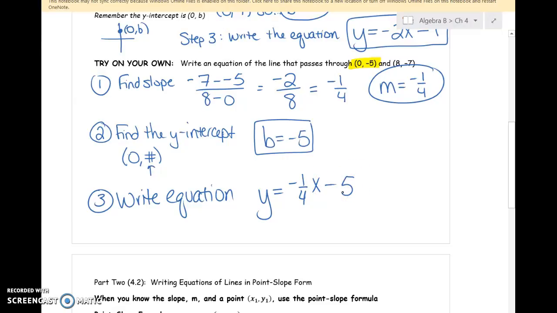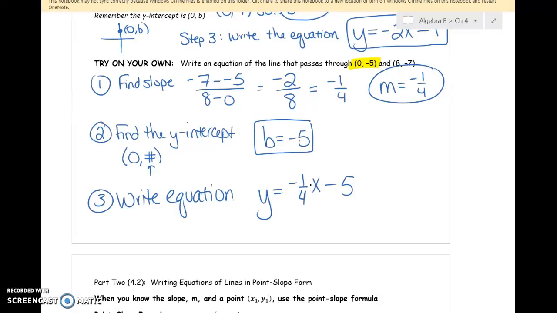Please make sure that your x is either even with your fraction bar or slightly above. You don't want it to look like your x is on the bottom of the fraction, because that would make it not a linear equation. So make sure your x is right by your fraction bar or slightly above your fraction bar.